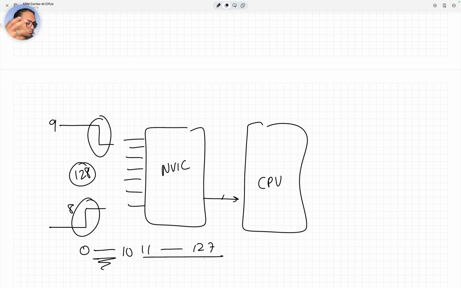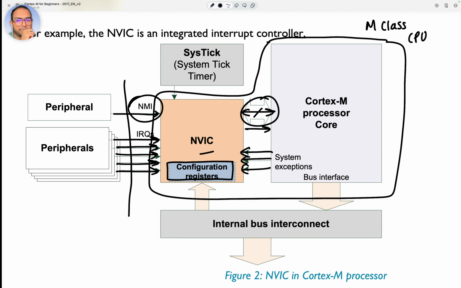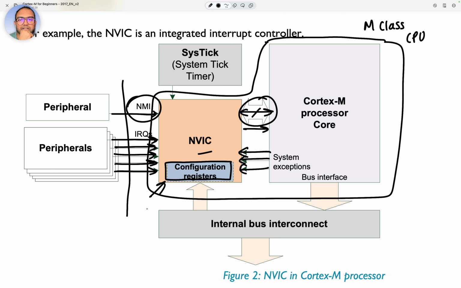So the idea here is that there are certain registers within NVIC that can be written to, and how to write them, again, separate topic, we'll come to that. But if they are written to, then we say that the NVIC can be configured. NVIC can be programmed to ignore an interrupt, to pass an interrupt only when the line goes from 0 to 1, or the line goes from 1 to 0, so to speak, edge triggered, level triggered, and so on and so forth. So that is what is represented here as the configuration registers.